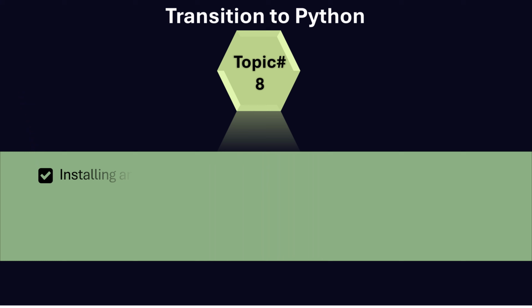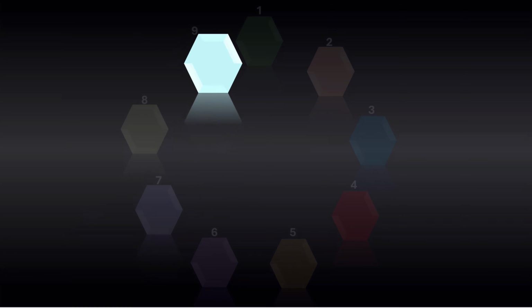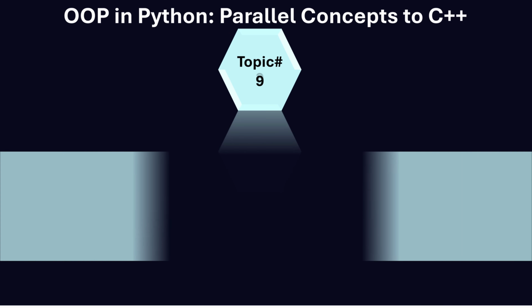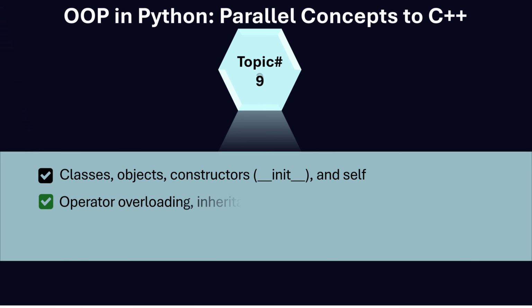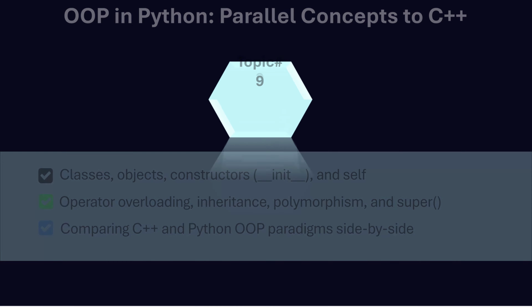Once our OOP foundation is strong in C++, we will switch to Python, covering basics, variable declarations, data types, functions, loops, and other related fundamental concepts. Finally, we will implement all the object-oriented programming concepts in Python: classes, constructors, inheritance, operator overloading, polymorphism, and would try to directly compare how the same ideas translate between the two languages.